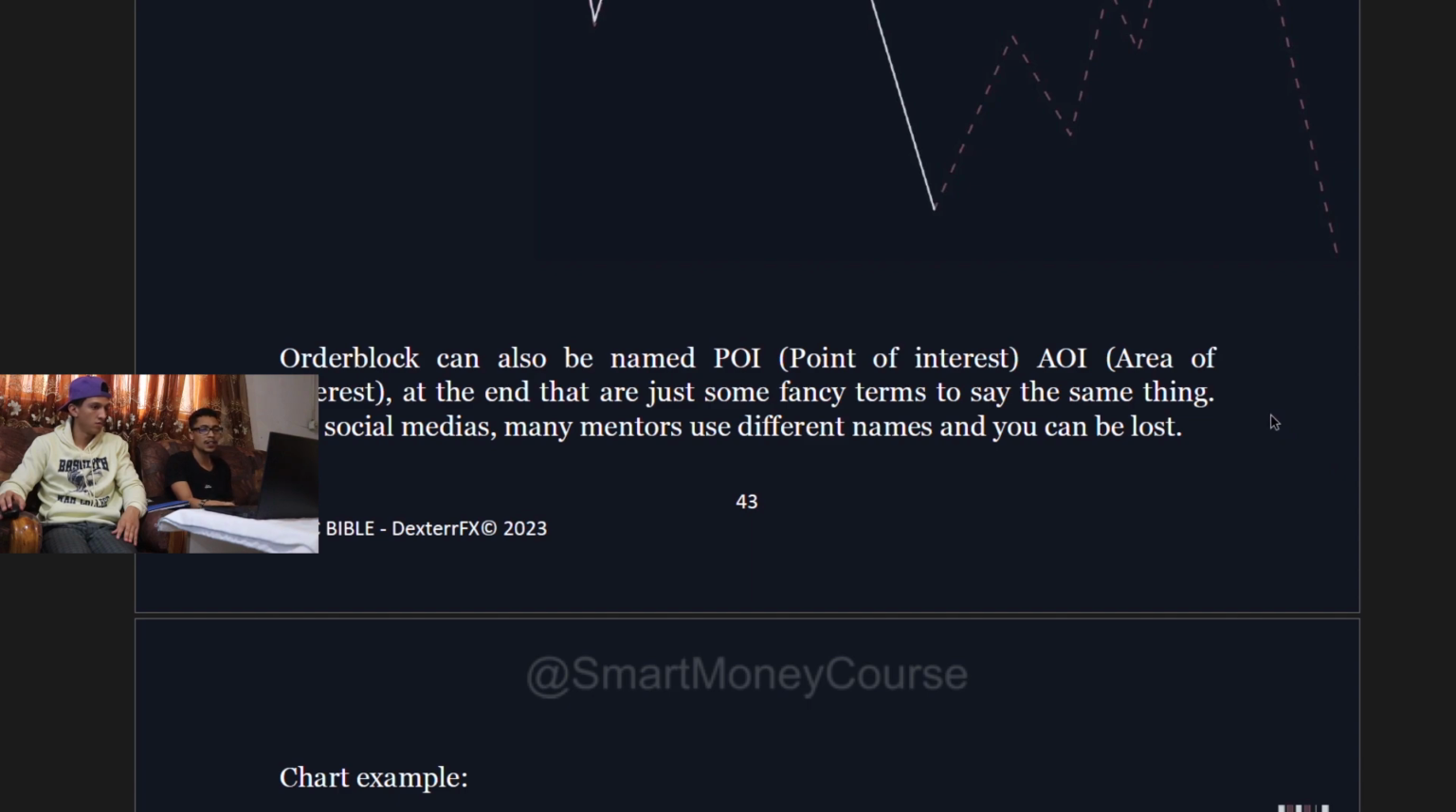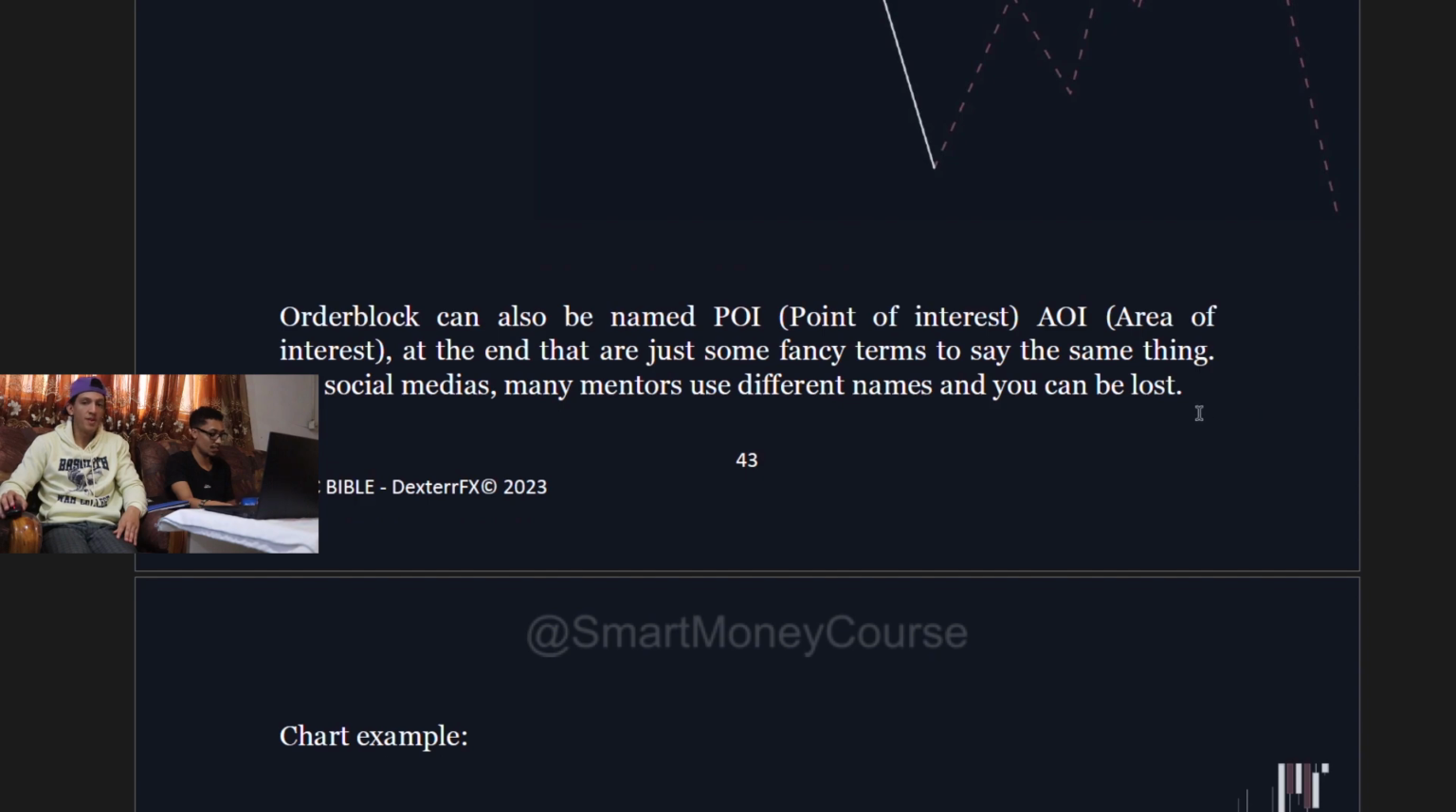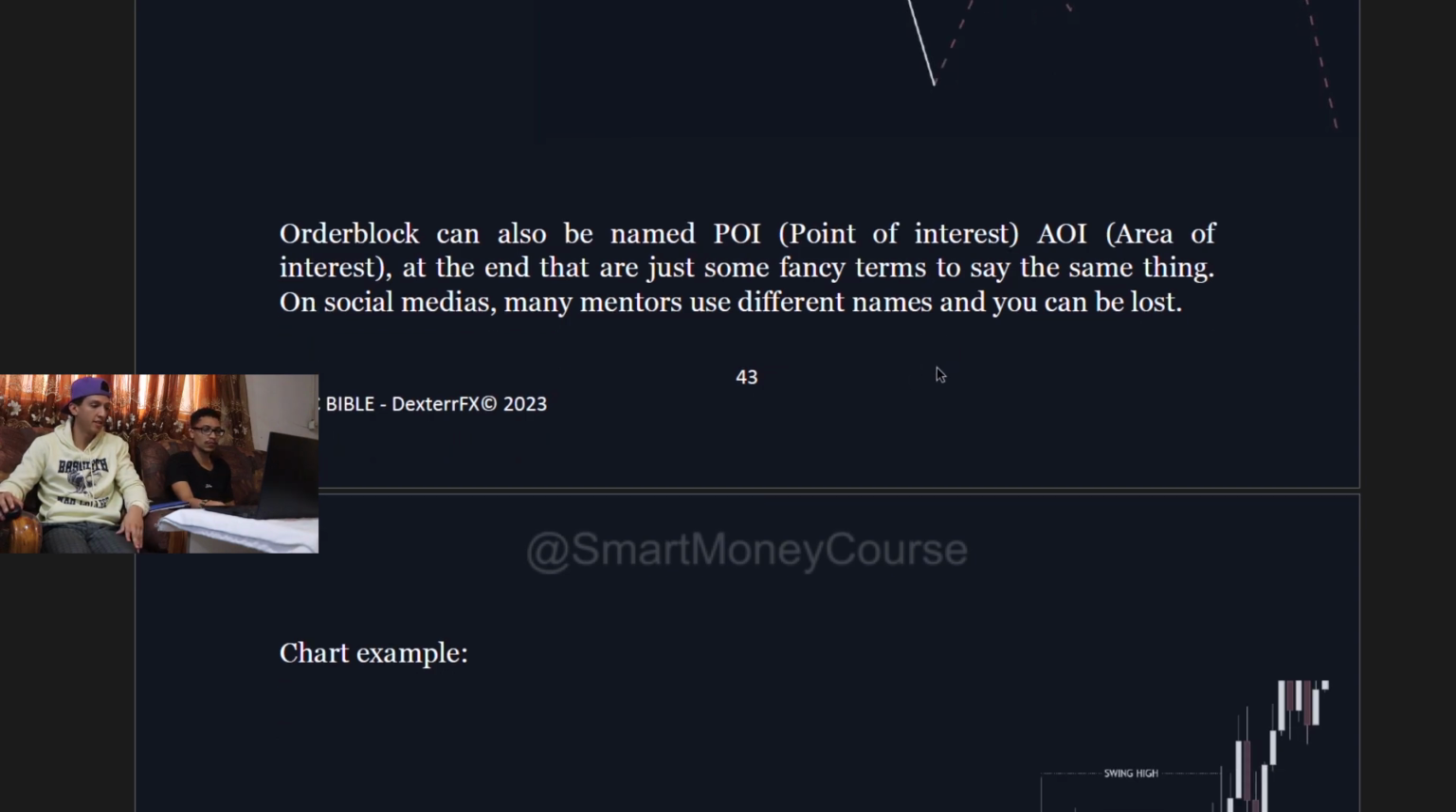In the end, those are just fancy terms to say the same thing. On social media, many mentors use different names, and you can get lost. It depends on the strategy. In SMC we just use order blocks, but a trend line trader might say point of interest. It's the same thing, guys.